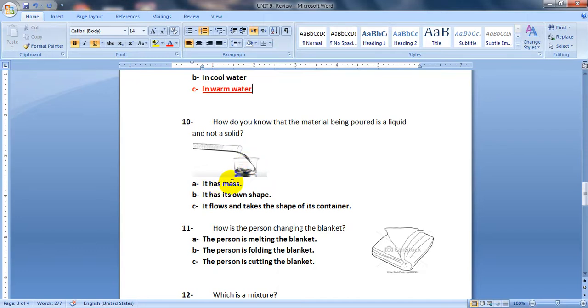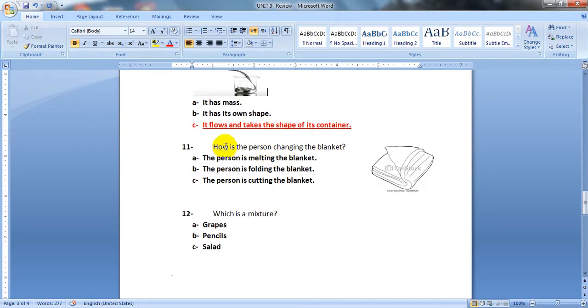It has mass, but all matter have mass. Solids, liquids, and gases. It has its own shape. Only solids have their own shape, and I think this one doesn't have its own shape. It flows and takes the shape of its container. Yeah, it flows and takes the shape of its container, so it's a liquid. The answer will be letter C.